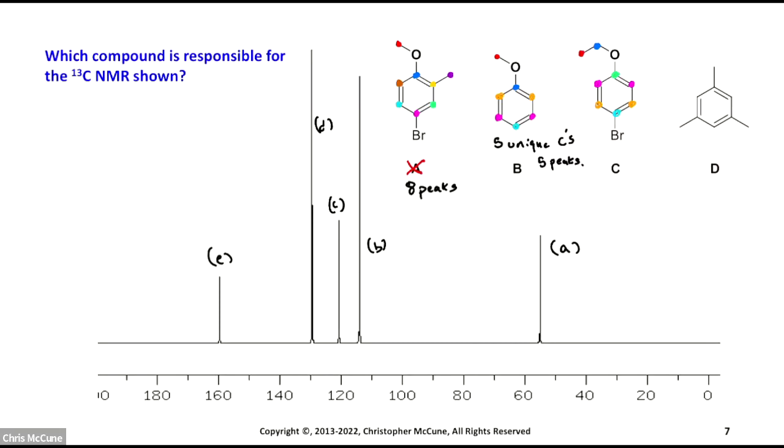And I've got 6 unique carbons, so I would see 6 peaks. Sometimes peaks in the NMRs can overlap with other peaks. In this case, I don't have that happening. I've labeled A, B, C, D, and E peaks for you.